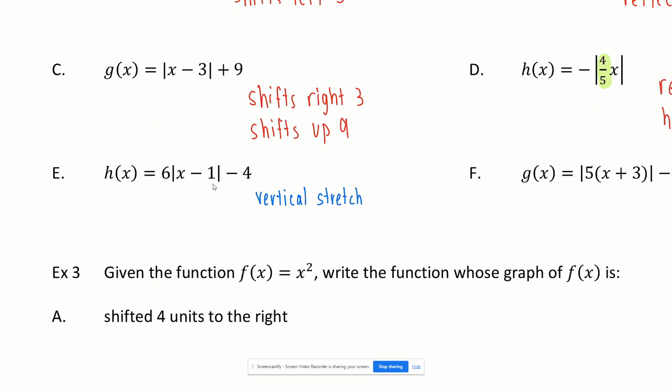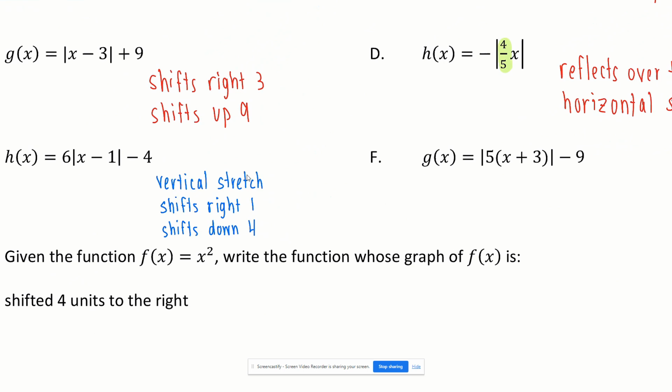Keep on moving. You got this -1 inside. Well, that's a horizontal shift. Remember the rule? It's the opposite. So if that looks like a -1, it's actually a +1 horizontal shift. So that means it shifts horizontally right 1. And then lastly, we have this -4. It happens outside, so that's vertical shift, and it is what it is. So a negative vertical shift means it shifts down 4.